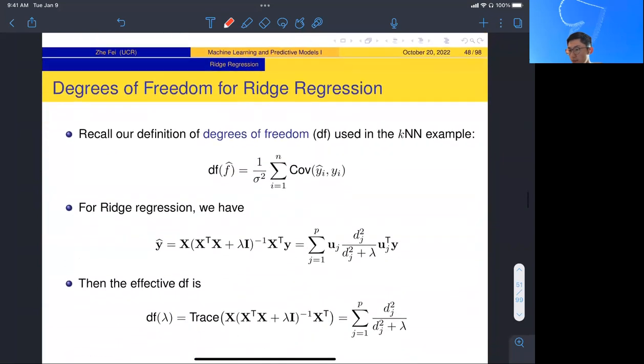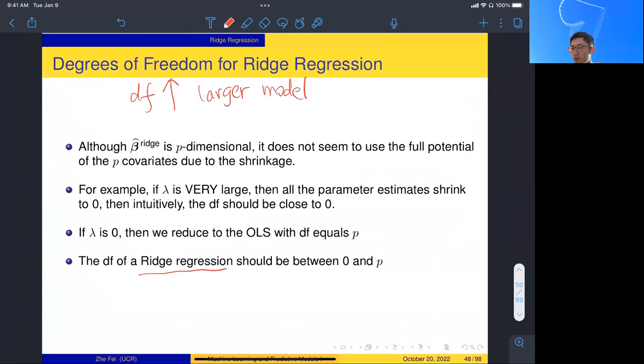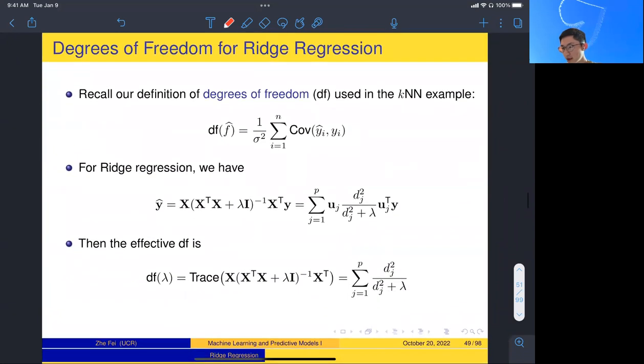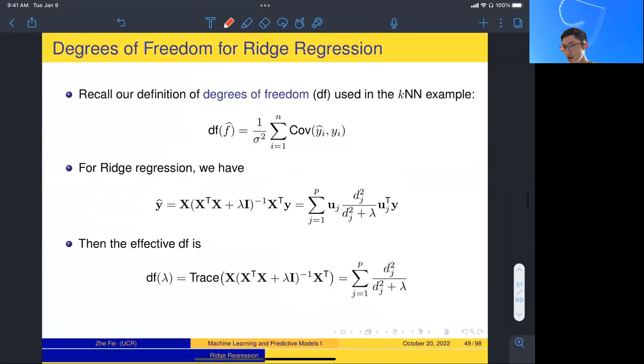And yeah, so we will derive it later. But the basic idea is, as lambda increases, your degrees of freedom decreases. That's the basic idea. You would have smaller models. Then, with some derivation, let's see.